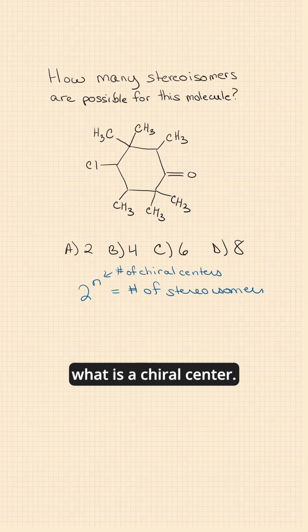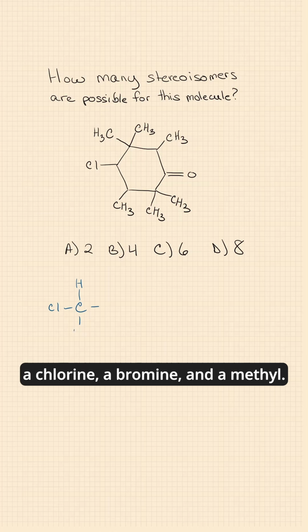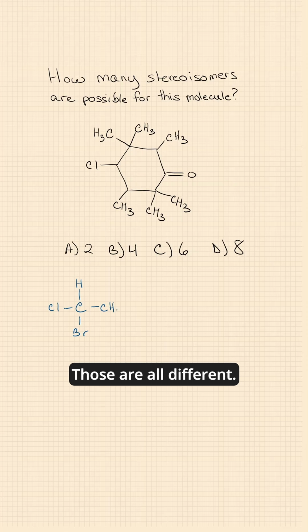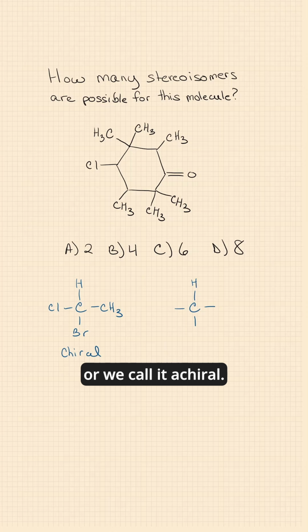So let's remind ourselves, what is a chiral center? A chiral center is a carbon that is attached to 4 different groups. So for example, here we have a hydrogen, a chlorine, a bromine, and a methyl. Those are all different. That's a chiral carbon. If any of those groups are the same, then it's not chiral, or we call it achiral.